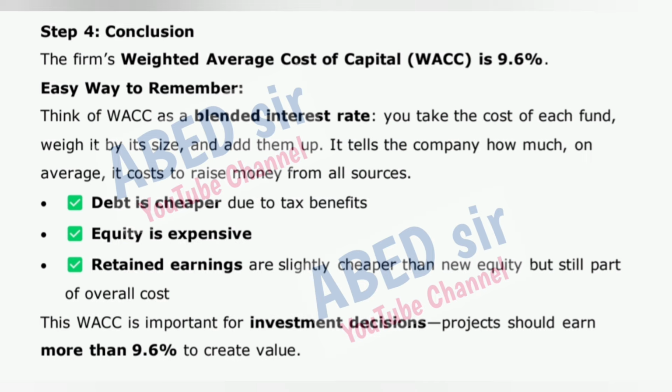Easy way to remember: think of WACC as a blended interest rate. You take the cost of each fund, weigh it by its size, and add them up. It tells the company how much, on average, it costs to raise money from all sources. Debt is cheaper due to tax benefits. Equity is expensive. Retained earnings are slightly cheaper than new equity but still part of overall cost. This WACC is important for investment decisions. Projects should earn more than 9.6% to create value.